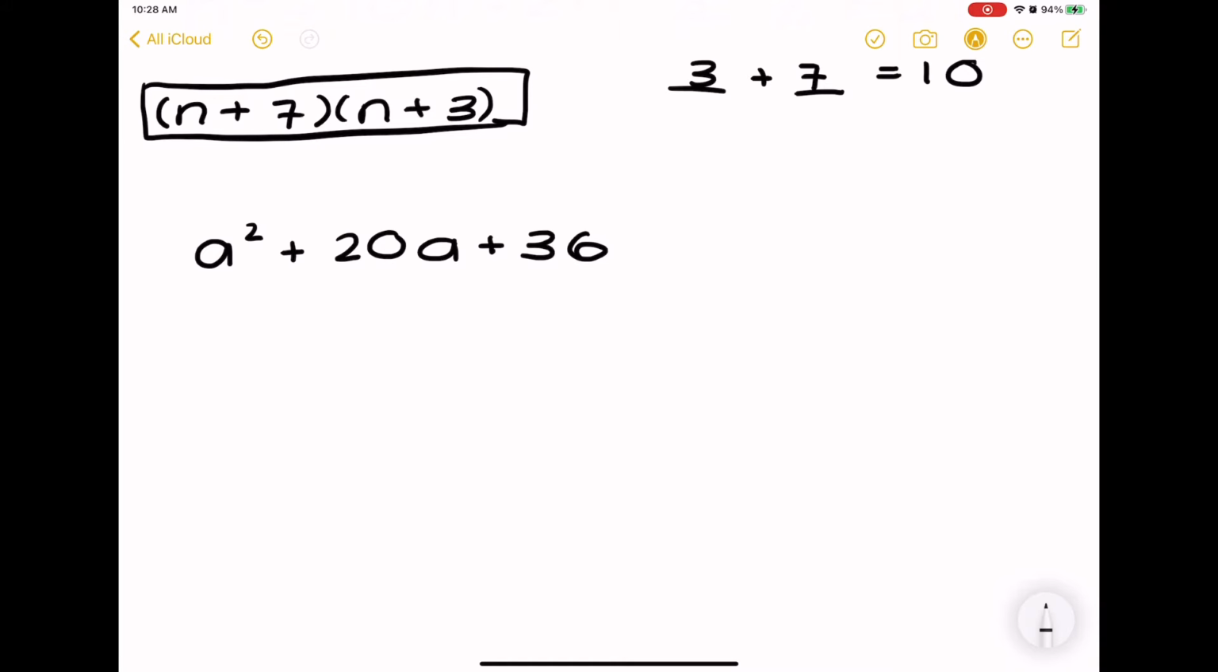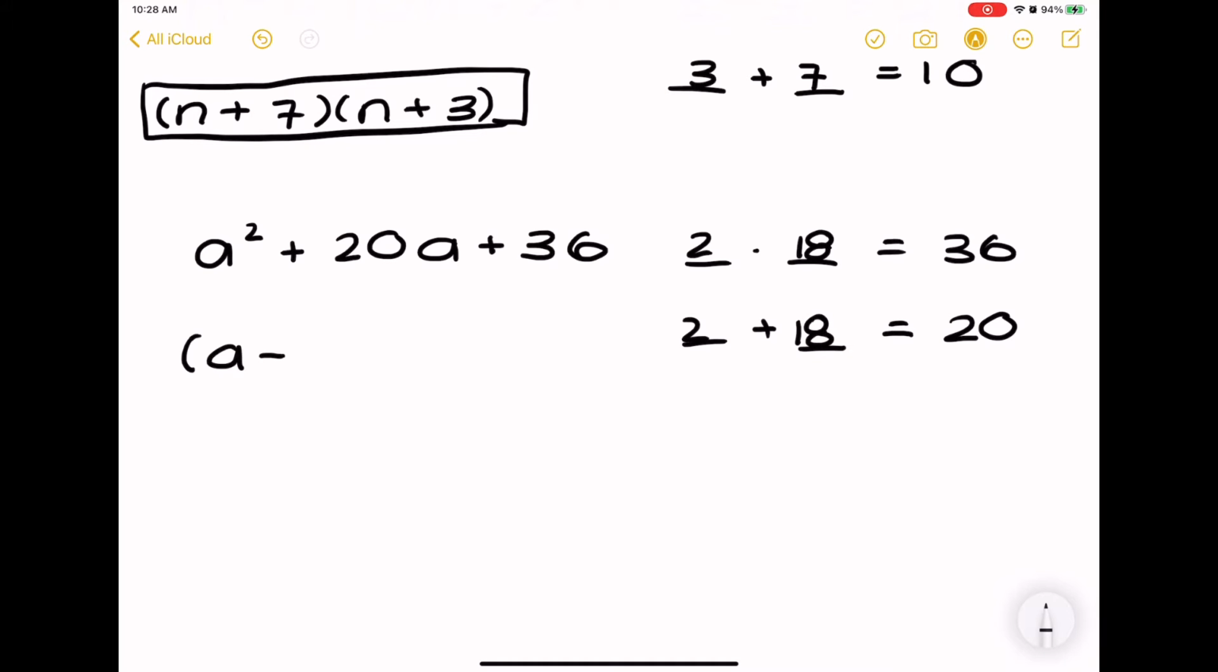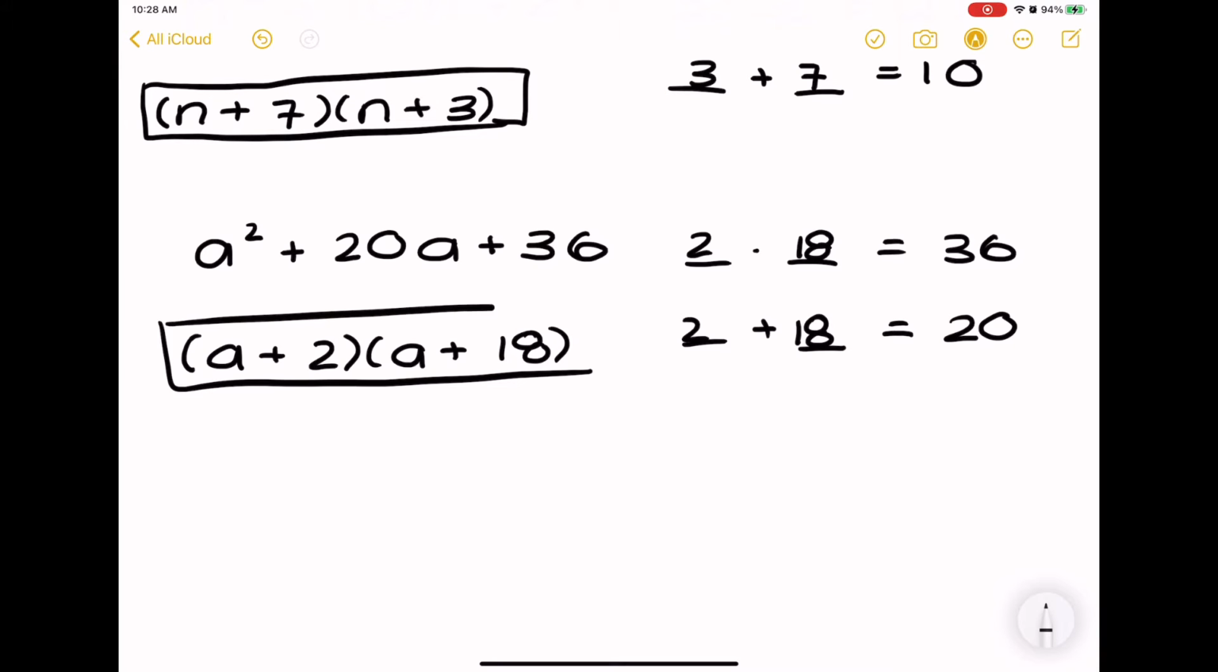So here, again, we take what two numbers multiply to get 36 and add to get 20. In this case, those two numbers are 2 and 18. They multiply to get 36 and add to get 20. So we have a plus 2 and a plus 18, both in parentheses, as our factored version.